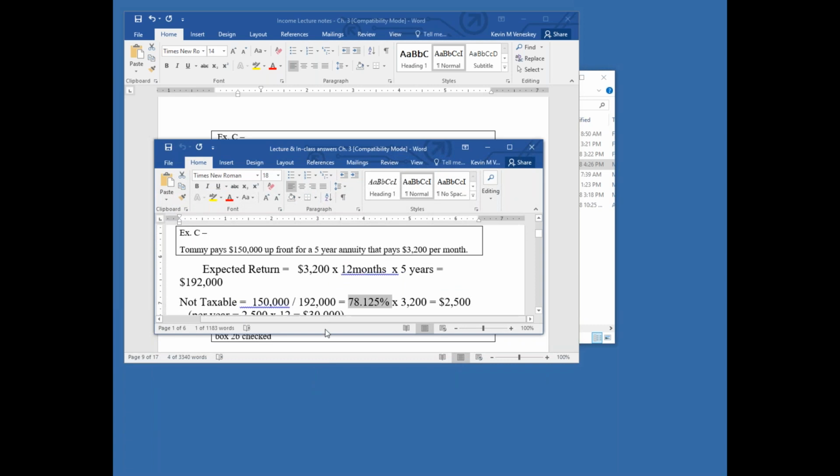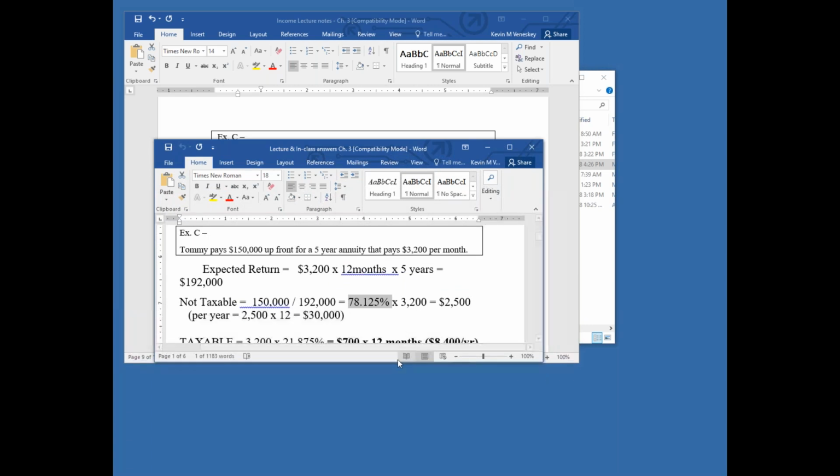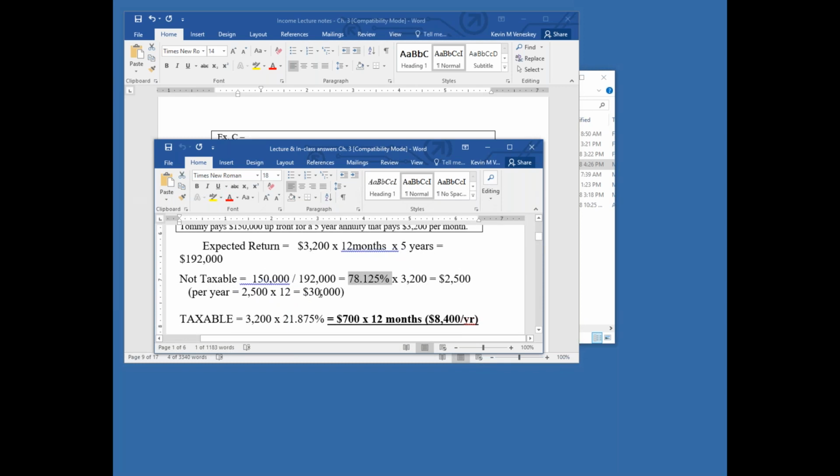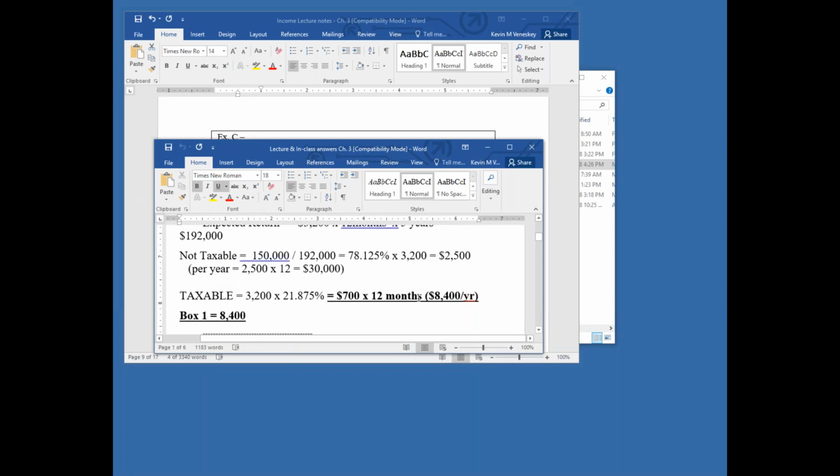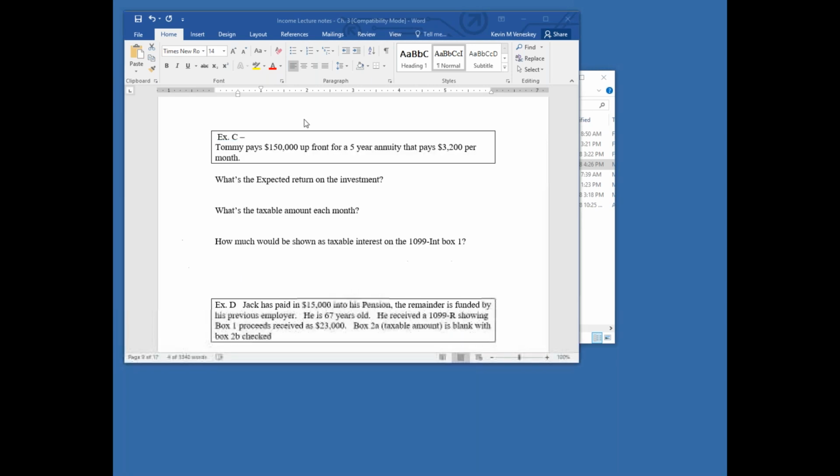this tells me that 78.125% is going to be not taxed out of that 3,200. So that comes up to be $2,500 not taxed. 2,500, that's per month. So $30,000 over the entire year is not taxed. What is taxable? Well, all I did is take 100% minus this. There's different ways of going about it. This is just a second separate way. 100 minus this number gives me how much is taxable if this is the not taxable amount. So 3,200 times that number, $700 a month or $8,400 a year. Box 1, how much is taxable, would be $8,400.